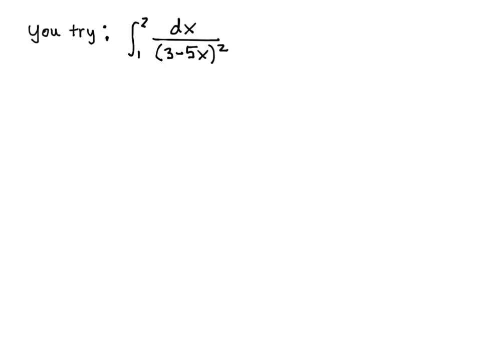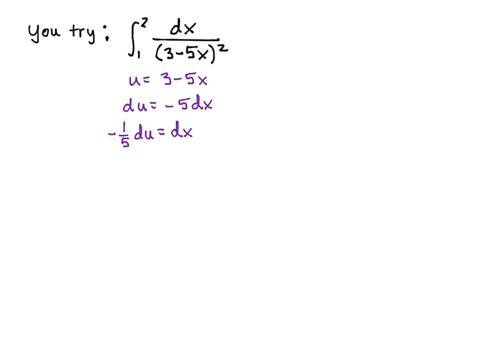Okay, so what we get, a good candidate for u is 3 minus 5x. And so du equals negative 5 dx. That's just the derivative of 3 minus 5x. And then we don't have a negative 5 in that original integral, so we'll divide by negative 5 and we'll get negative 1/5 du equals dx.